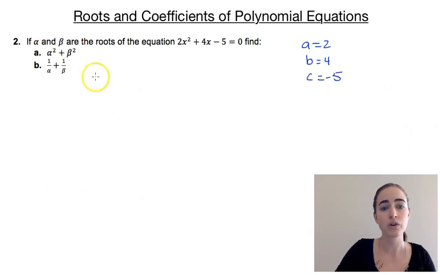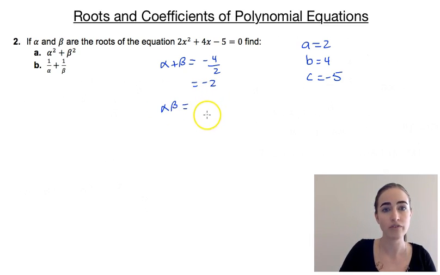The other thing we do know is that alpha plus beta would be equal to minus b over a, so minus 4 over 2, which is minus 2. And alpha beta, the product of the roots, would be c over a, so minus 5 over 2. Now this isn't what it's asked us for, but we're going to have to use those results to get these.